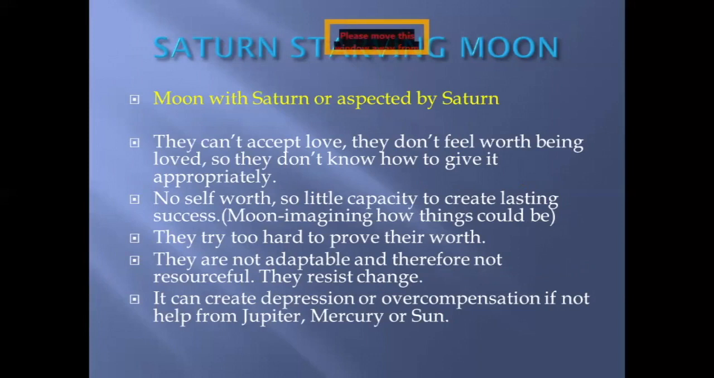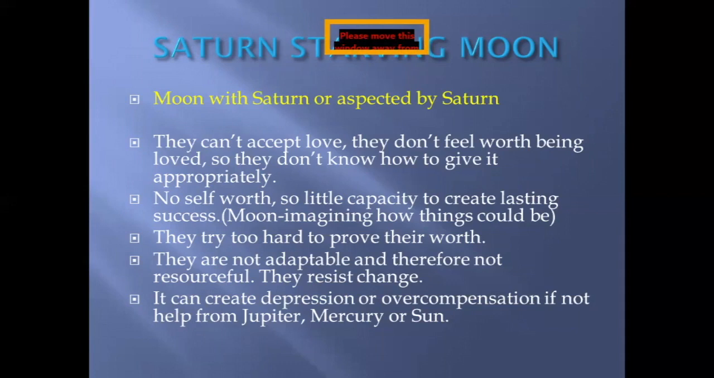Now let's go to the starvation of the moon coming from Saturn. Saturn starving the moon. This happens when the moon is with Saturn or aspected by Saturn. So remember that when a planet is with Saturn, it's going to be starved, even if they're not enemies. Because remember that the moon has no enemies.